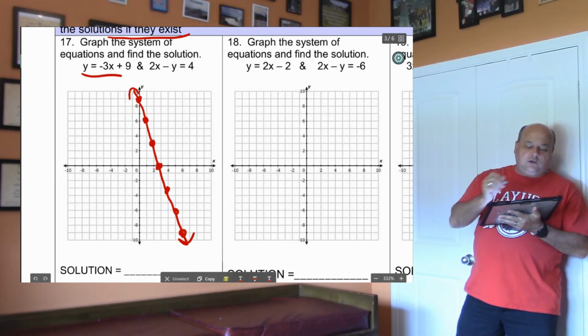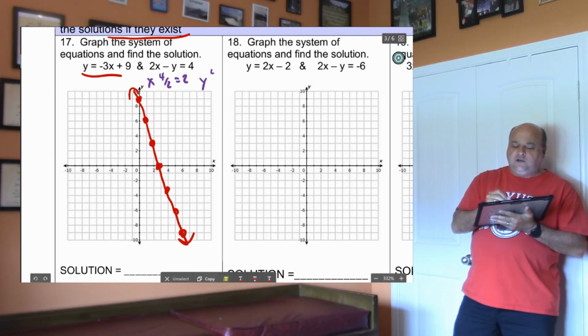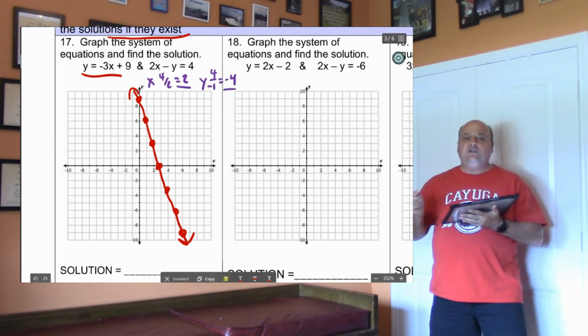Let's do the next line. I'll do it in purple. So I'm going to have my x-intercepts going to be 4 divided by 2, which is 2. My y-intercepts 4 divided by -1, which is -4. So I'm going to graph these 2 dots.